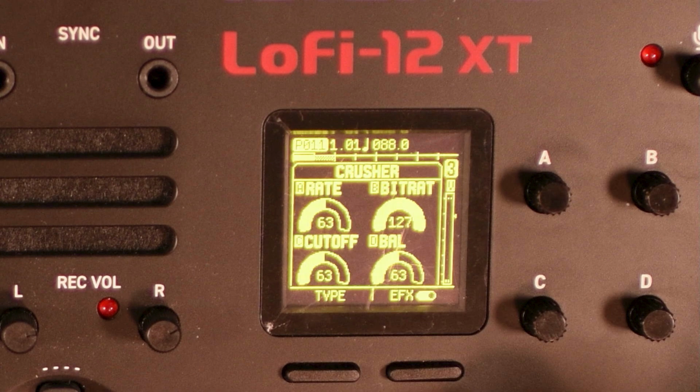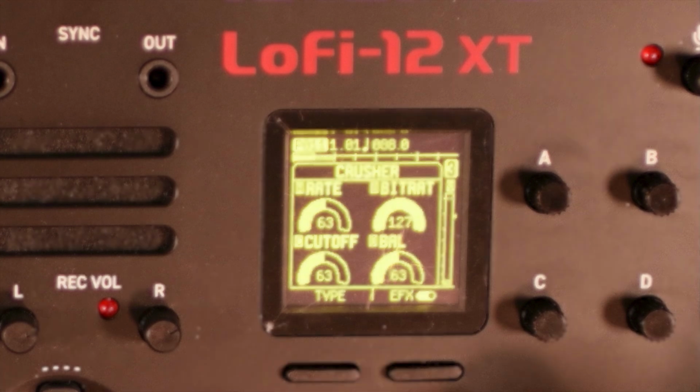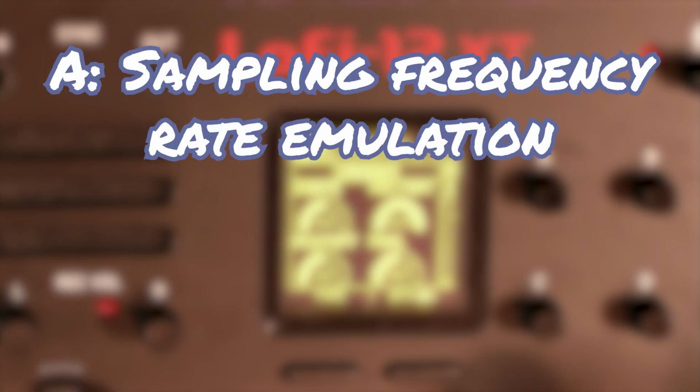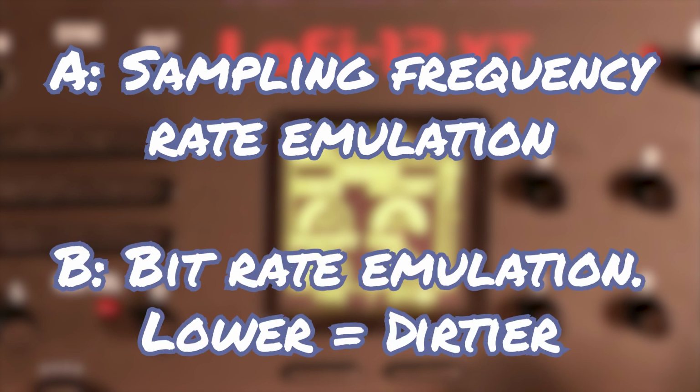The bit crush effect on the Lofi-12 is called crusher. Here's what the knobs do on this effect. The A knob controls the rate. This emulates the sampling frequency rate, like 11 kHz, 24 kHz, etc. The lower you make this, the lower the sampling rate will be, and therefore, the more compressed the sound will be. B controls the bit rate.